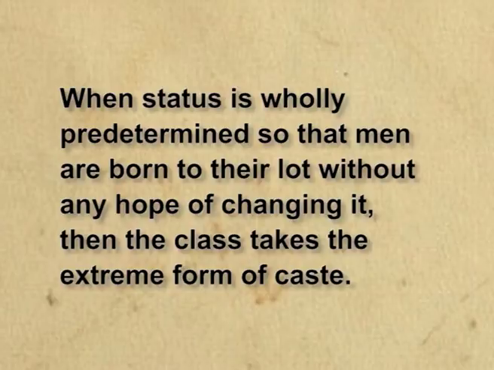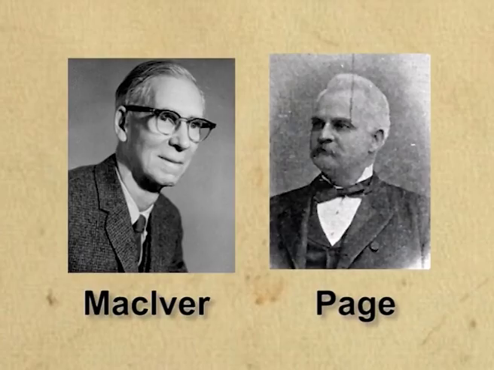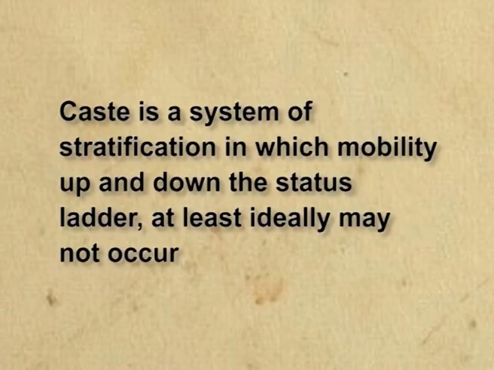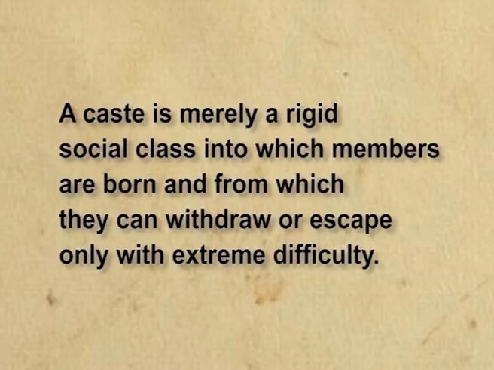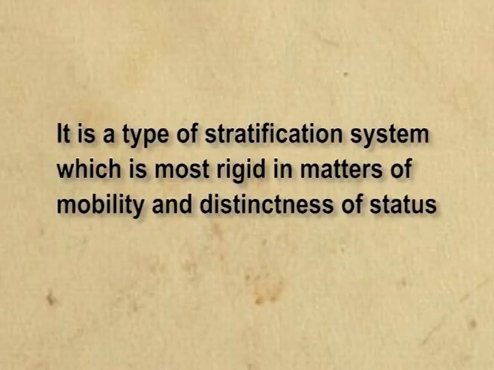When status is wholly predetermined, so that men are born to their lot without any hope of changing it, then the class takes the extreme form of caste, as stated by MacIver and Page. Caste is a system of stratification in which mobility up and down the status ladder, at least ideally, may not occur, as given by Green. A caste is merely a rigid social class into which members are born and from which they can withdraw or escape only with extreme difficulty. It is a type of stratification system which is most rigid in matters of mobility and distinctness of status, as given by Lundberg.